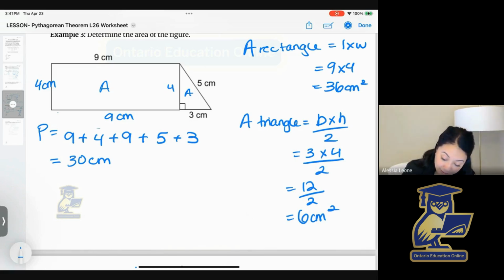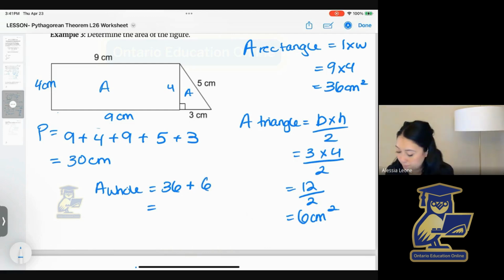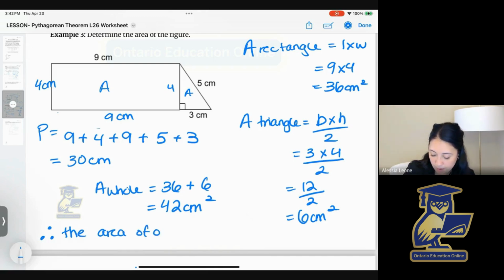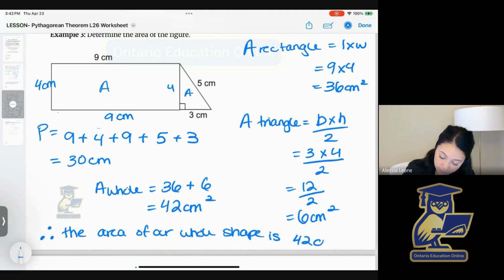So we have area of the whole shape. We're going to add them together. It's 36 plus 6. So that gives us 42 centimeters squared. So then we can write our sentence. Therefore, the area of our whole shape is 42 centimeters squared. And there you go.